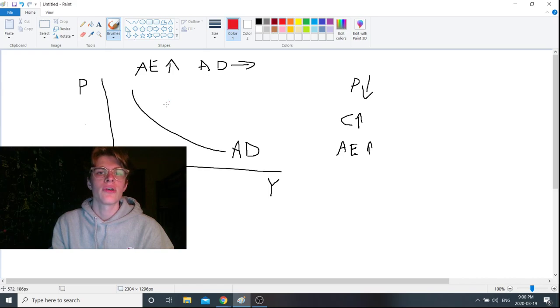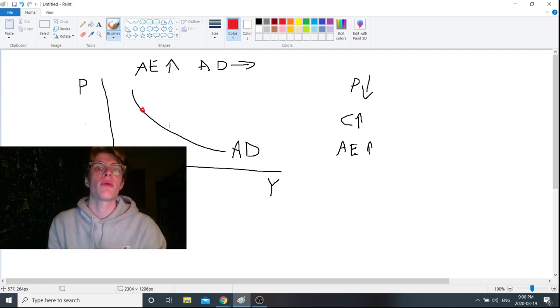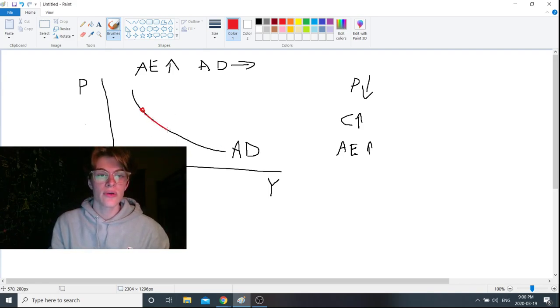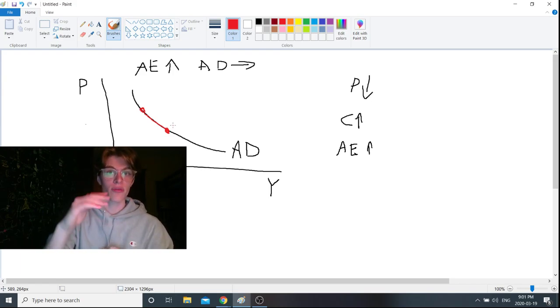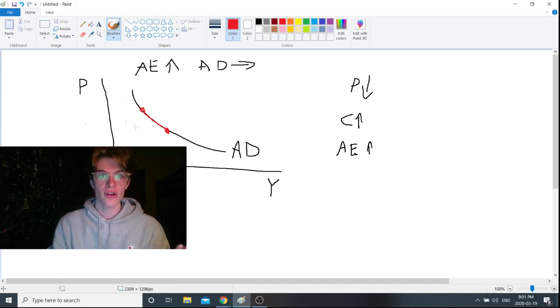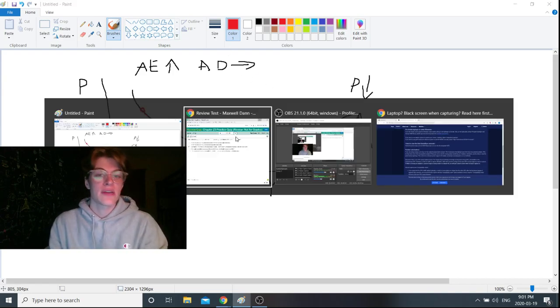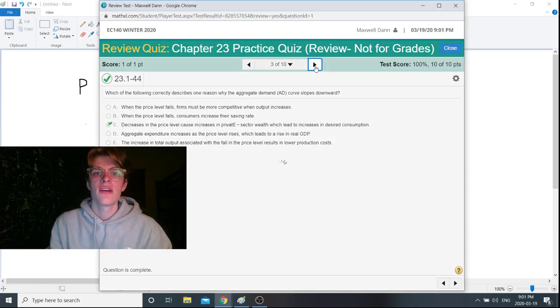So if we were originally here and then prices went up, remember that when prices go up, we don't actually shift our curve, we just move down onto a new point. The aggregate expenditure curve shifts because the aggregate expenditure is just for one price level. There's a different curve for every price level, but with the aggregate demand curve, we have one curve for every price level because that's just what it maps. It maps the changes in price level. So that's why it slopes downwards. Next question.